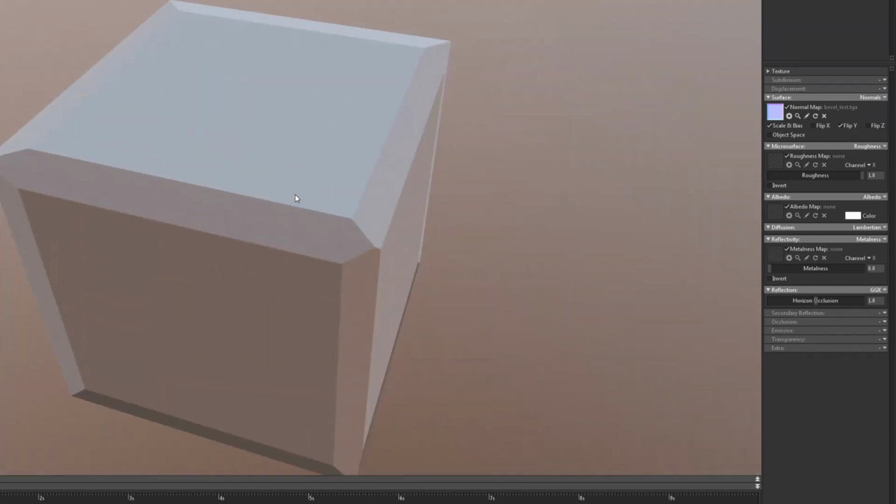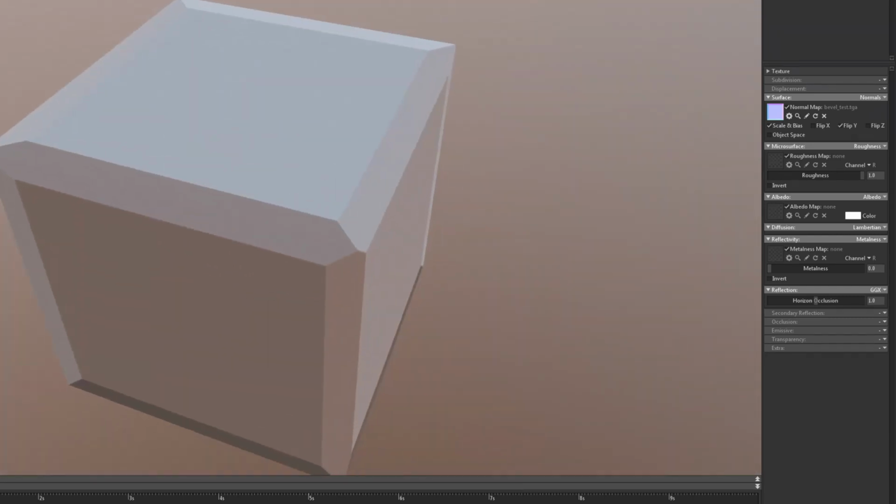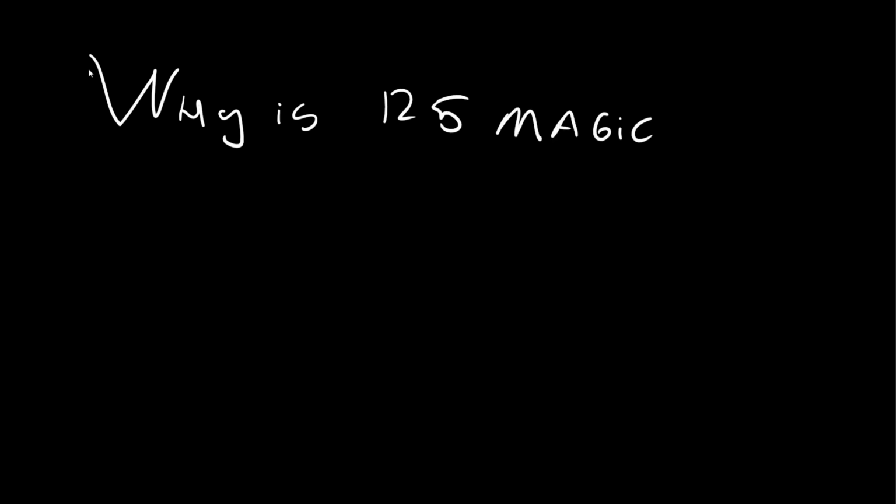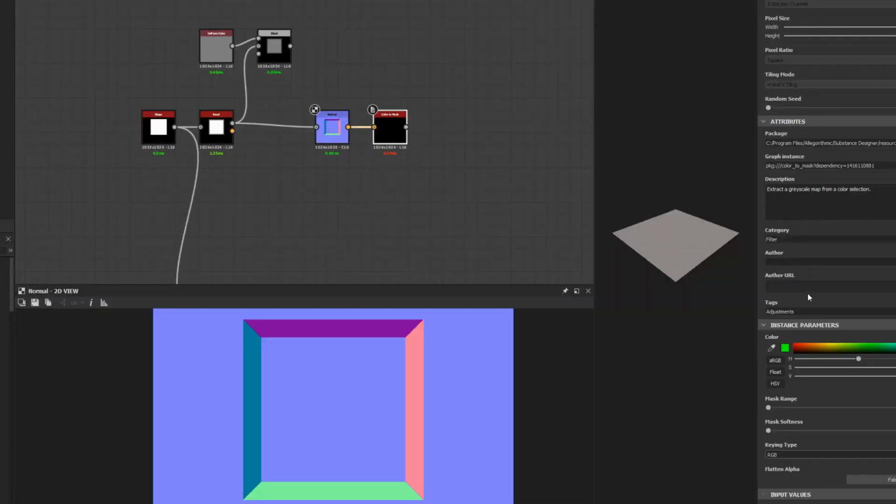And for some reason, this works surprisingly well. The edges are looking smooth, they're connecting well. Even the vertices and the far points of the cube all look decent. But now the question becomes, why is 125 working? Because I didn't really know. So I decided to color pick from the normal map, and there's a lot of values that are around that 127 or 125. What does it mean?